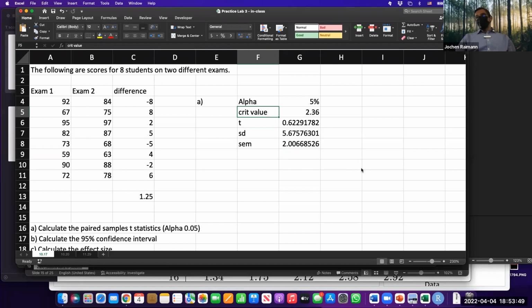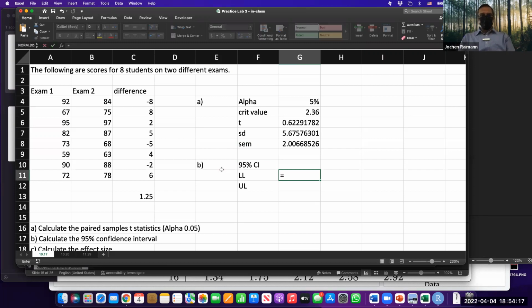What do we see when we look at the critical value? It's smaller, right? Since it's smaller, we're not rejecting the null hypothesis. Good. So now if we go to bullet point B, we're calculating a 95% CI. For this, we need a lower limit and an upper limit. As we know, the lower limit is our mean difference minus the critical value multiplied by the standard error of the mean, right?